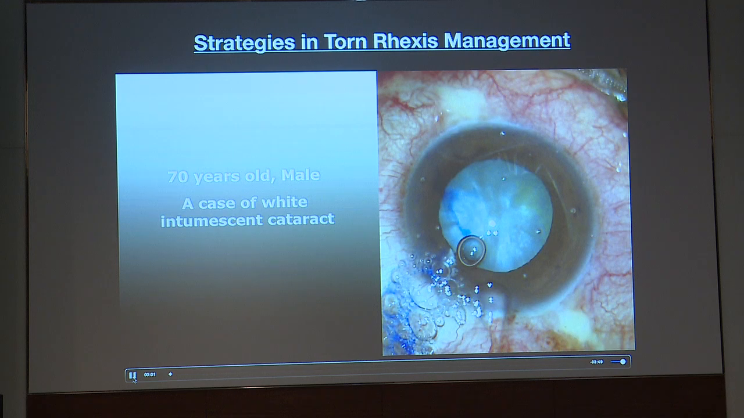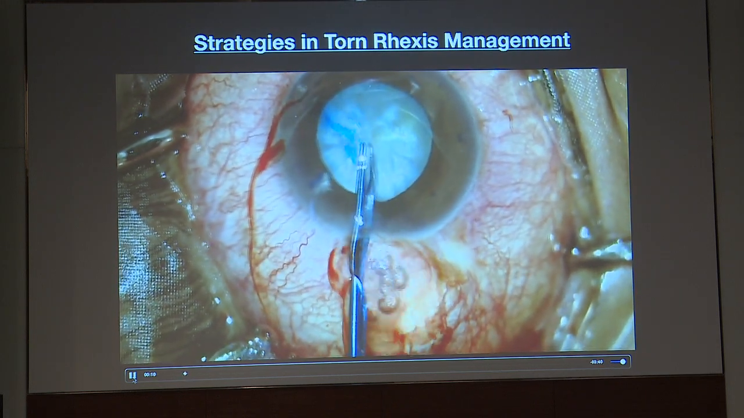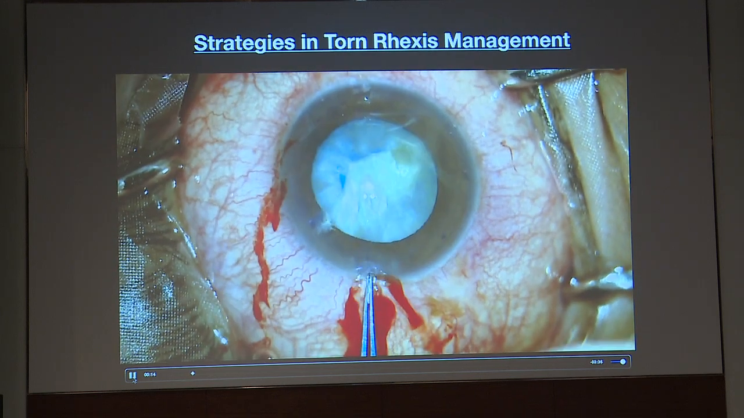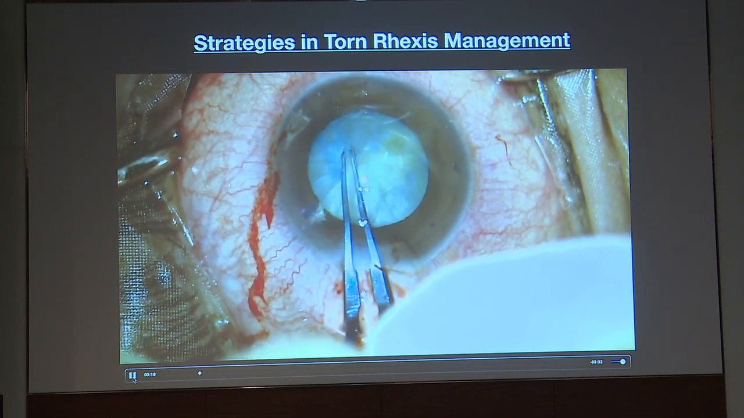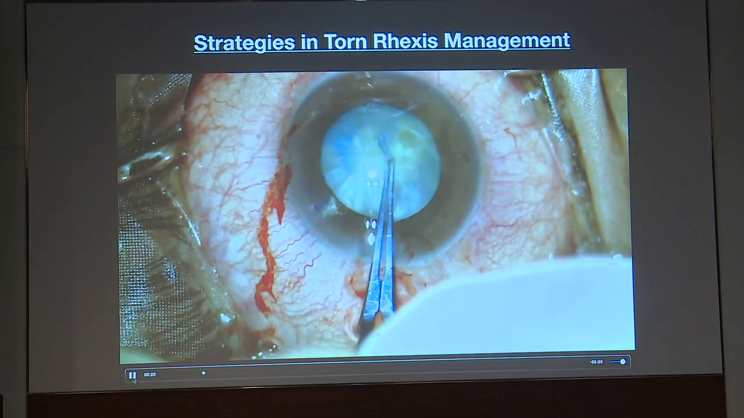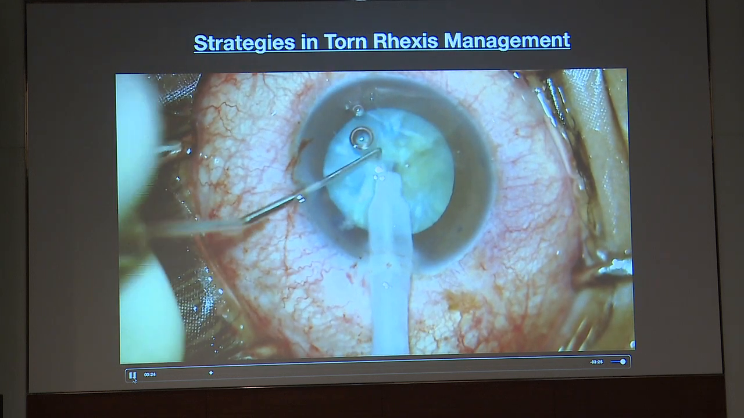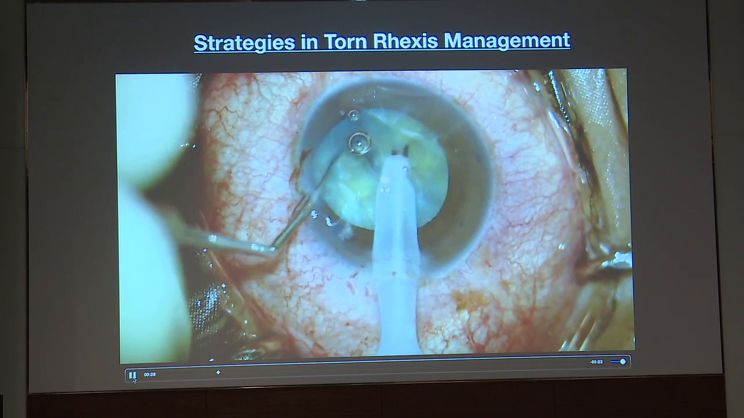Case of white intumescent cataract with anterior chamber depth of 2.4 mm. I tried to carve out the rhexis and there was an Argentinian flag sign. What do we do now? I inflated the chamber with viscoelastics and regularized the capsular rhexis. I preferred chop technique with first chop done without much separation forces and not 90 degrees to the tear.